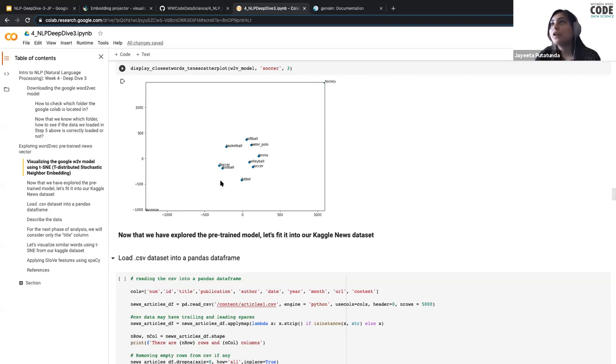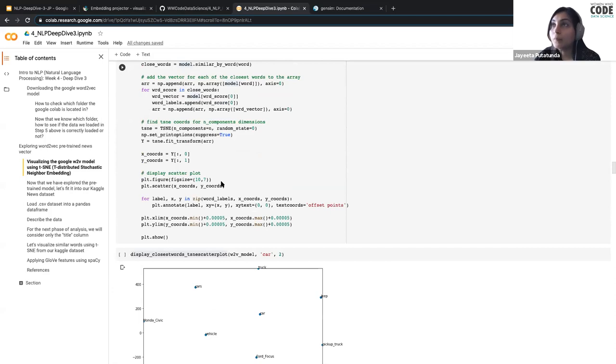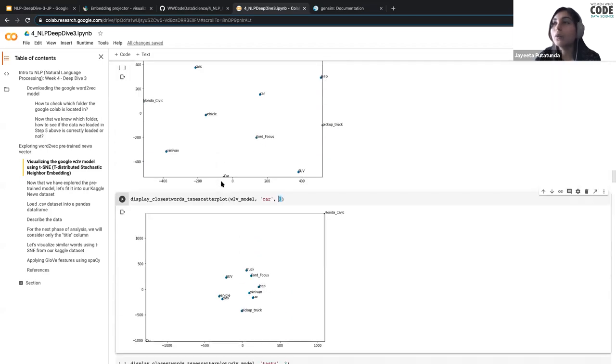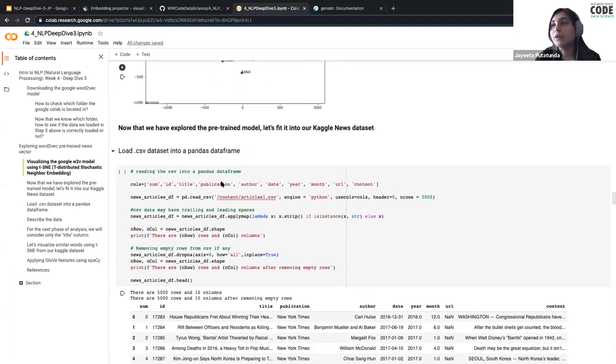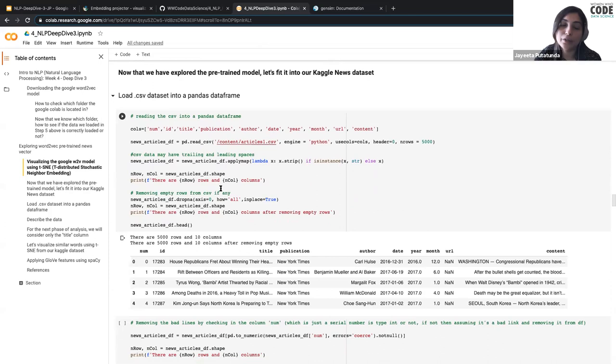Great. So we saw that till now, we were utilizing the model that we downloaded from Google's Word2Vec directly, and we didn't pass any of our own data. But now that we know how to explore it, let's fit our data into the pre-trained Google Word2Vec model and see how it can help us in getting some of the indexes or matrices that we want to create.